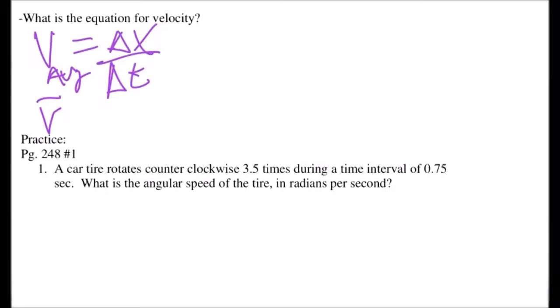Okay, so what we're going to do now is relate our equation for linear velocity to circular motion. We're going to try and come up with an equation for angular velocity, all right? Angular velocity has a variable of omega. That's lowercase omega right there. It looks like a W, but it's kind of curving a little bit too much there, okay?